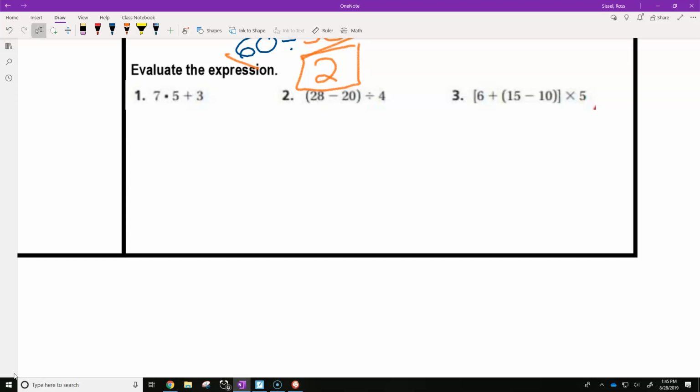Awesome job. That actually went really quick because you guys all worked together. That was awesome. So, I'm done teaching this part, who can tell me what I should do first? It says 7 times 5 plus 3.